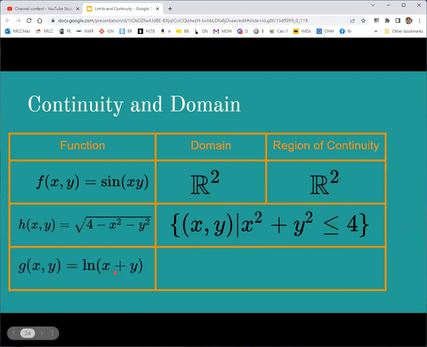And if you look at natural log, you remember that you need the input, or the argument, of the natural log to be positive. So you need x plus y to be positive. So that's the domain for this function. And that's also where it's going to be continuous. So when you find these domains that are continuous subsets of R2, that usually tells you the domain and the region of continuity for it. And then it's the boundaries of these that you have to worry about if they are some subset of R2.